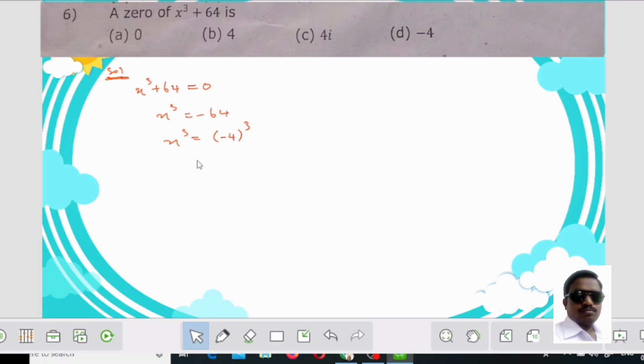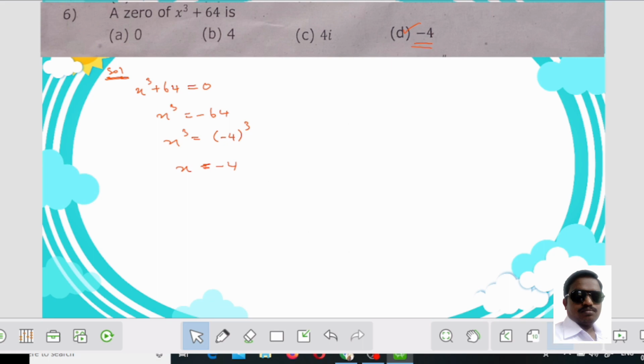x cube equal to minus 4 whole cube, then x equal to minus 4 is the answer. So option 4, minus 4 is the right answer. This is a third degree polynomial. There may be 3 zeros possible. They are asking you to find one of the zeros. So in these 4 options, only one zero is there. So minus 4 is the right answer.